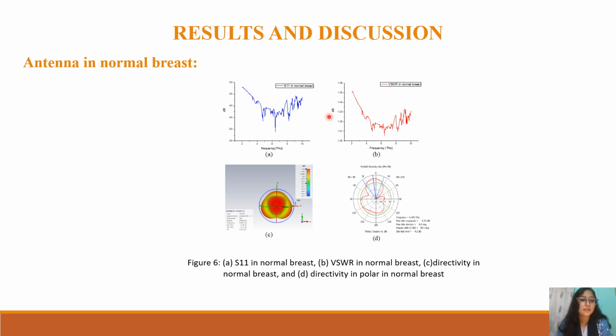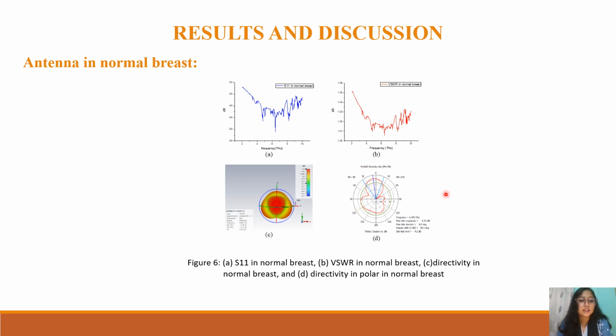Moreover, the VSWR value of the antenna in the normal breast scenario is depicted in figure 6b, which is recorded at 1.0055317 at 6.424 terahertz, which is also near to the ideal value. Figure 6c showcases the three-dimensional far-field pattern of the antenna within the normal breast environment. This visual representation shows that the radiation efficiency and total efficiency are measured at -17.37 dB and -17.37 dB respectively, with a directivity of 6.424 dB at 6.424 terahertz.